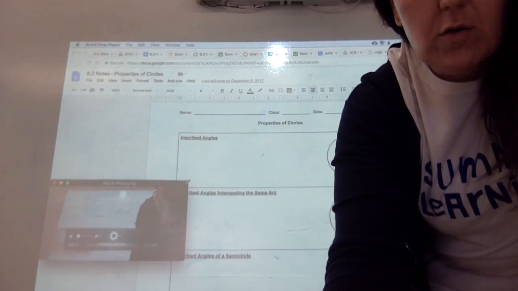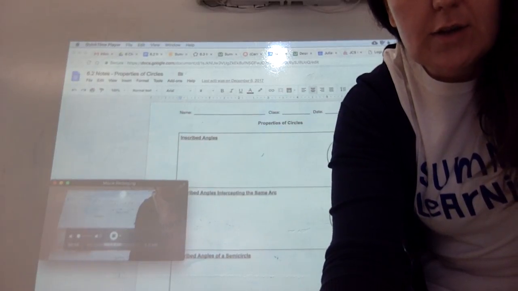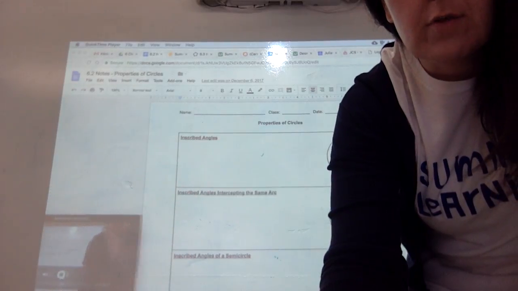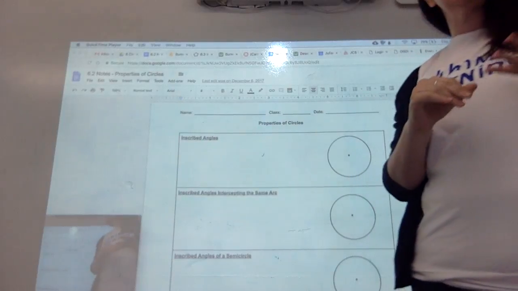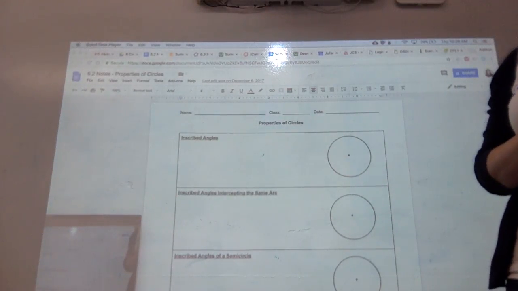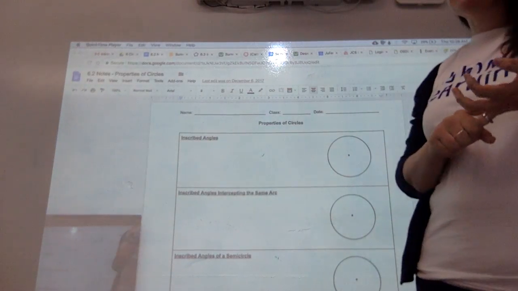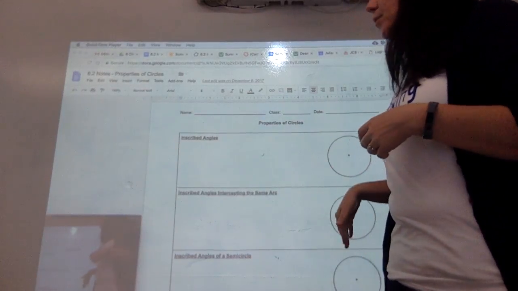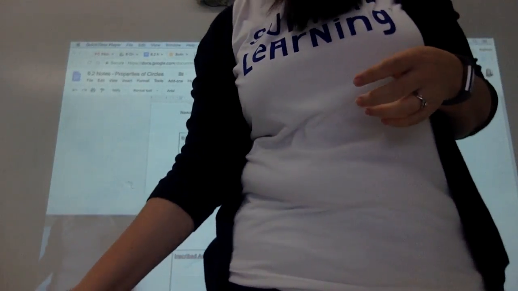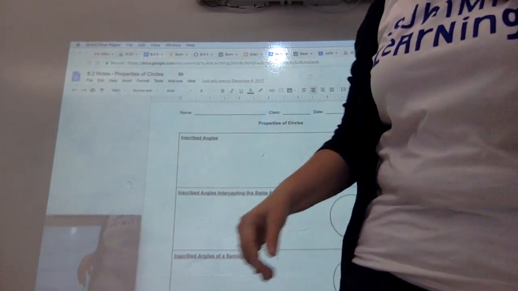Last class we talked about conic sections, and today, and then on Tuesday, we're going to talk about circles and properties of circles. I have 5 different properties we're going to talk about, and I created this little note section for you.